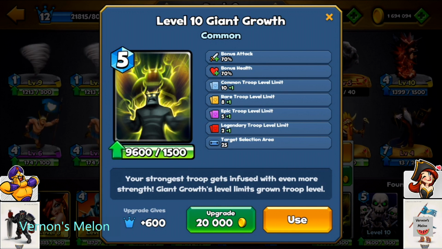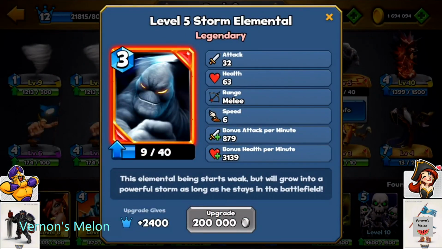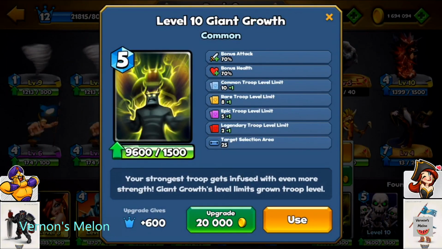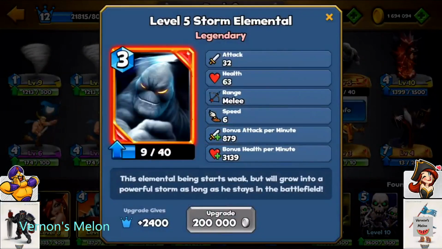To begin with, everyone knows that with Giant Growth, say if you have a level 10 Giant Growth, then it will make your higher level cards change into level 10. So say my level 10 Giant Growth is used on my Storm Elemental, which is a legendary card. If you read the description here, for legendary troop, the second last row, the legendary troop level limit is going to change to level 2, which is its current level. So when I put my Giant Growth on a level 5 Storm Elemental, it's going to change the level 5 Storm to a level 2 Storm.